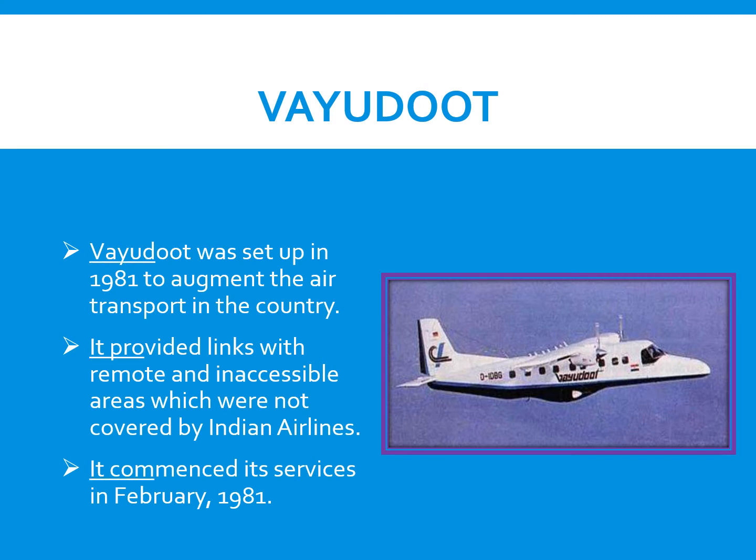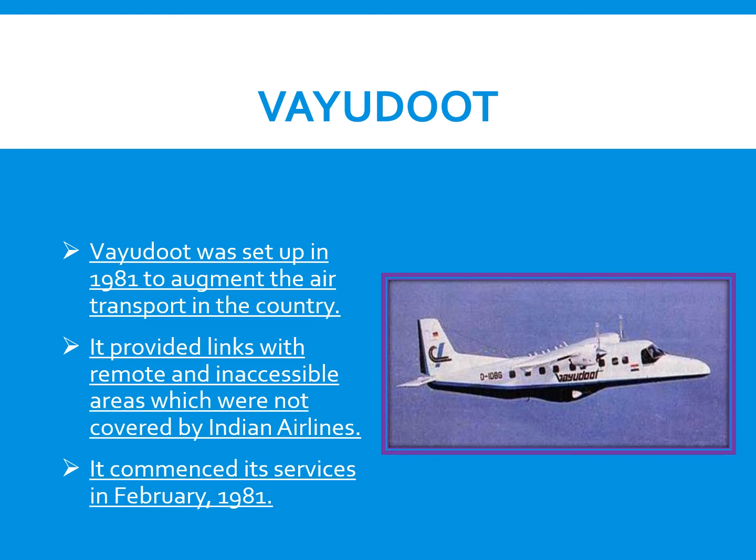Vayudoot. Vayudoot was set up in 1981 to augment the air transport in the country. It provided links with remote and inaccessible areas which were not covered by Indian Airlines. It commenced its services in February 1981. The government had initially approved air services to 14 stations in the northeastern region. Subsequently, 23 stations outside this region were added for linking by Vayudoot.